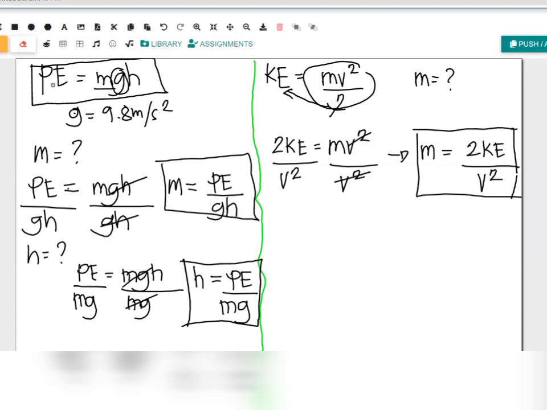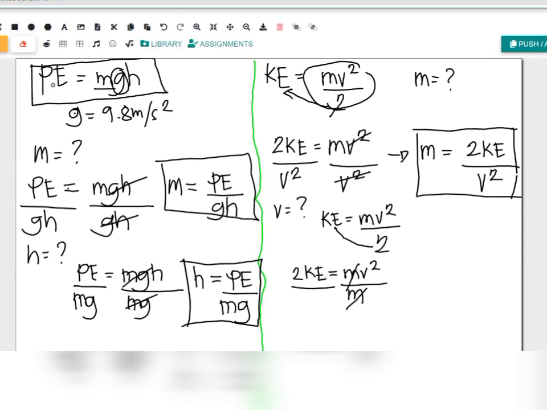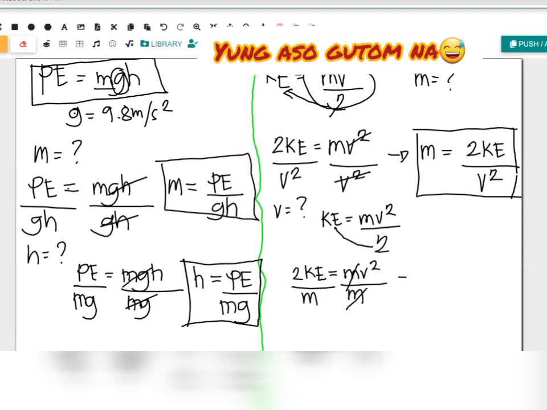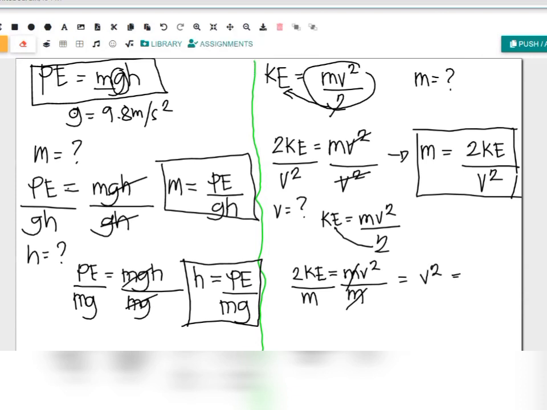Okay? Then, isa pang hahanapin natin is the formula for velocity. So, paano naman natin kukunin? So, ganun ulit, from the original formula, KE equals mv squared divided by 2. Anong unang gagawin? Iko-cross multiply natin si KE at saka si 2. And we will get 2KE equals mv squared. So, since kailangan natin si velocity or si v, ang tatanggalin naman natin is yung katabi ni m. Cancel. Lipat sa kabilang side. So, this could be rewritten as v squared equals 2KE divided by m.